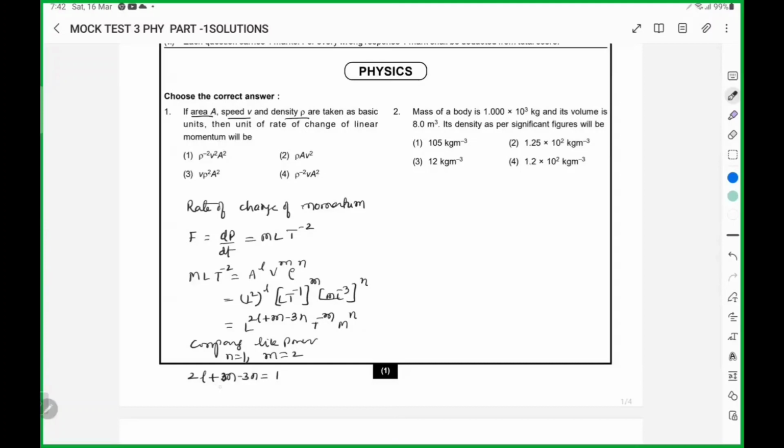So M here is 2, N is 1. From here 2L is 2, L is 1. So finally it is A power 1, V square, and rho power N, here is 1. So the second option.